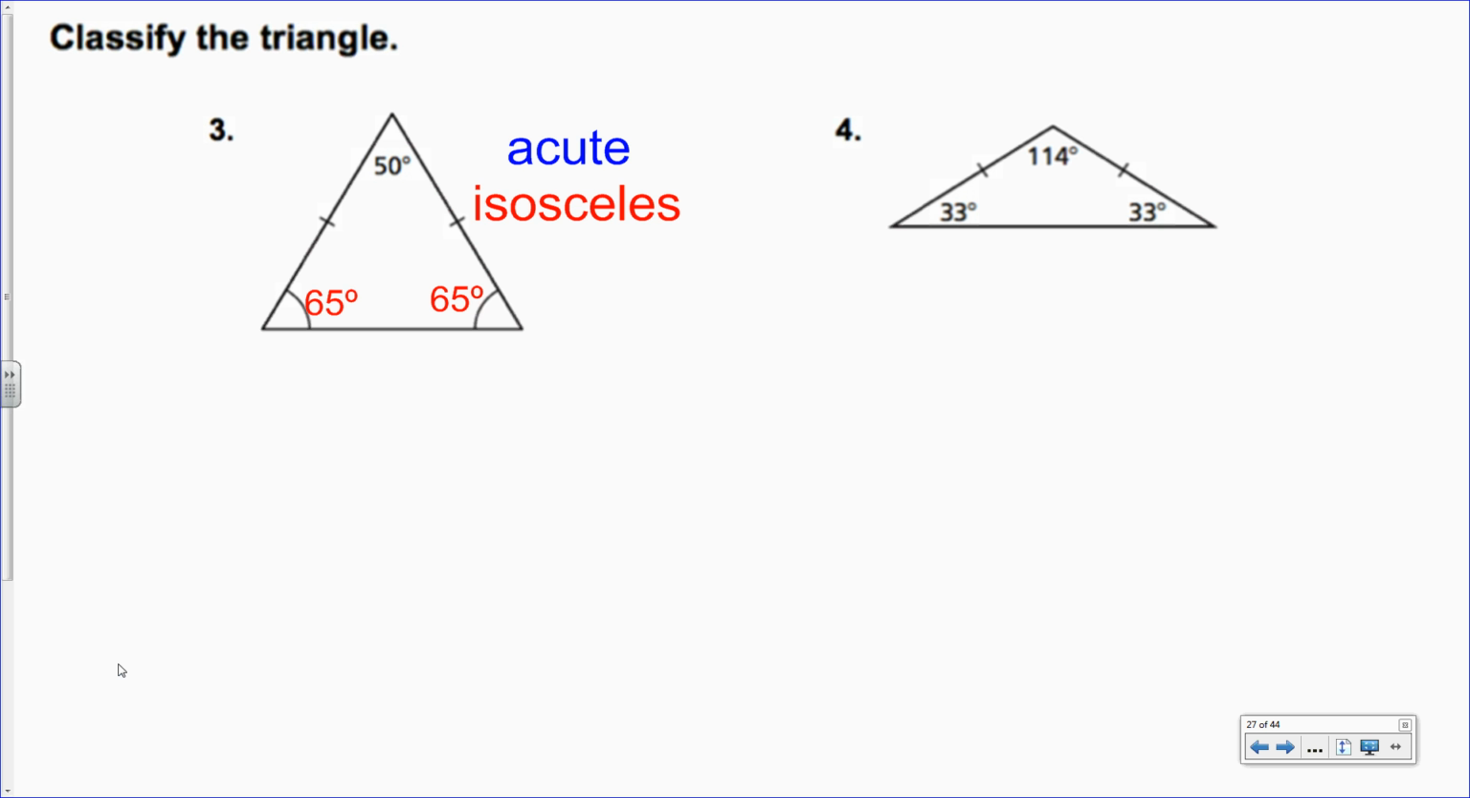And number 4 you should have said it was obtuse and isosceles. Now there's only one obtuse angle and there's 2 acute angles. Anytime one of them is obtuse, the whole thing's obtuse. Just think of it as obtuse being the dominant gene. If one of them's obtuse, it's all obtuse.